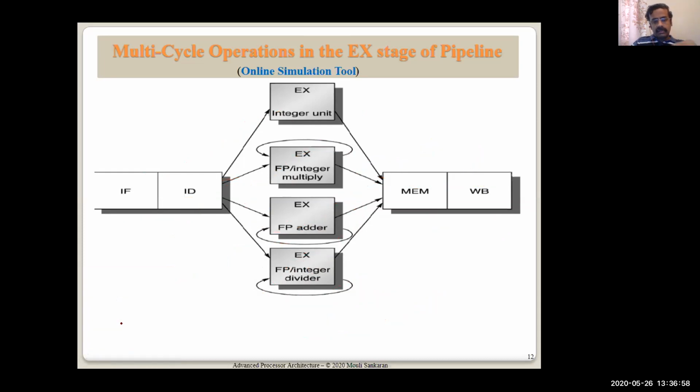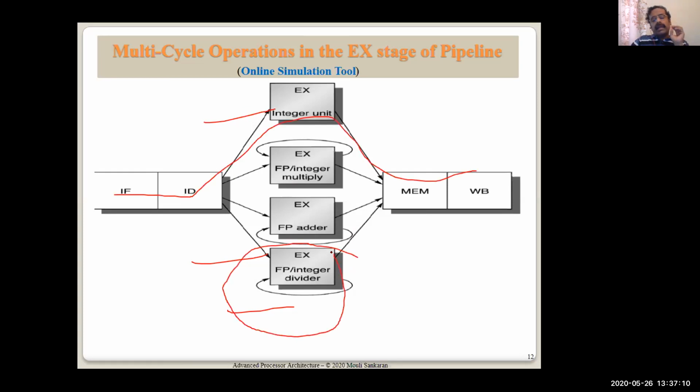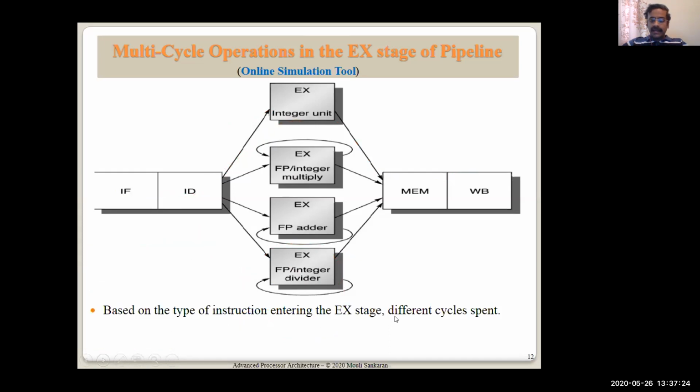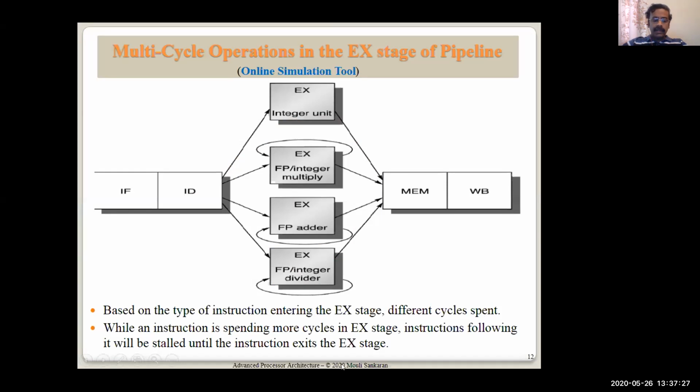There are other architectures, superscalar, where we have multiple pipelines. Then it is possible. With a single pipeline, they have to follow the sequence. So if one instruction is occupying the EX stage for more cycles, the rest of the instructions need to wait. There is no option. With this, I am going to explain the simulator. Based on the type of instruction entering, the EX stage will take different cycles. While an instruction is spending more cycles in the EX stage, the instruction following it will be stalled until it exits the EX stage.